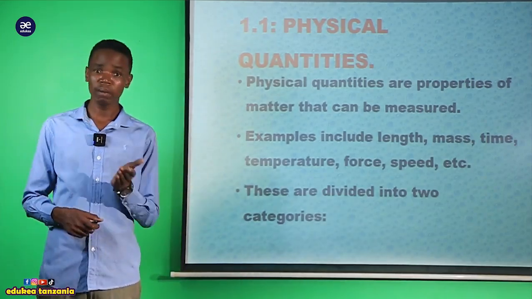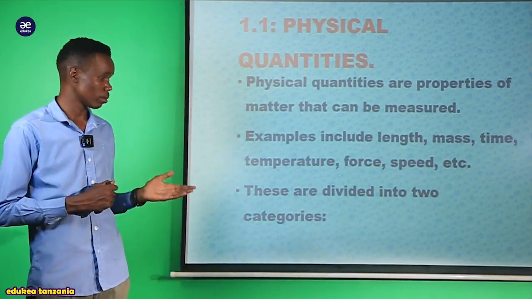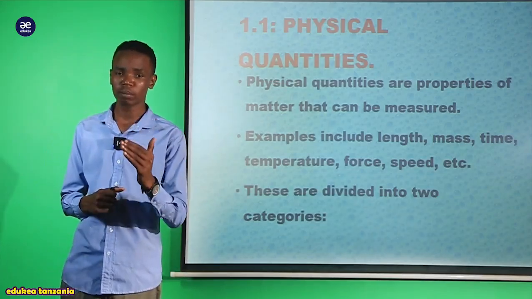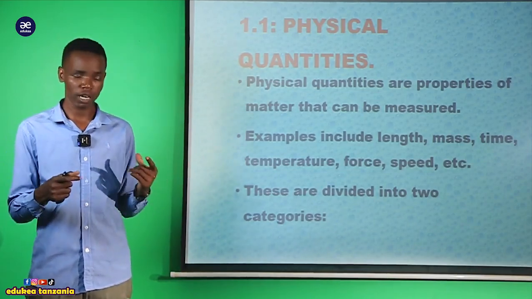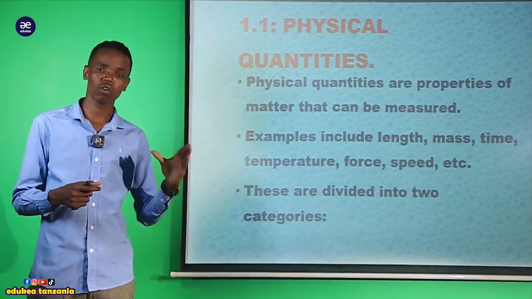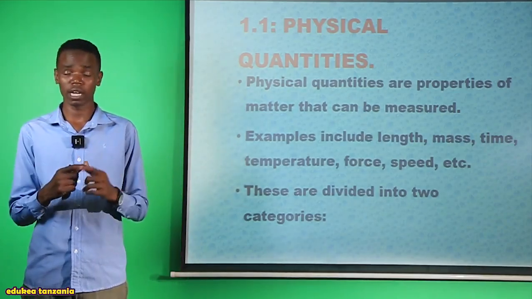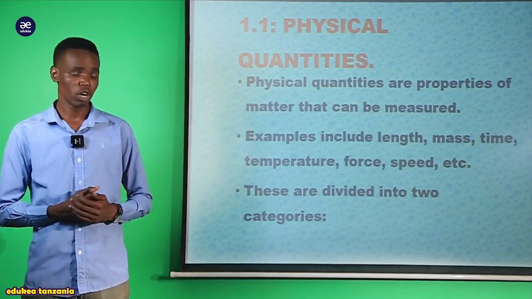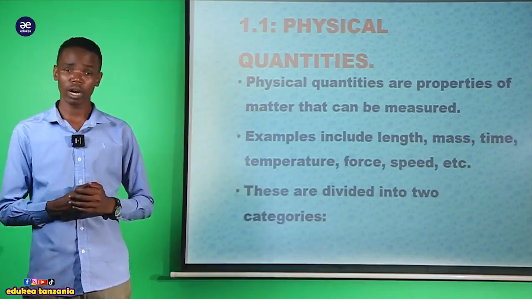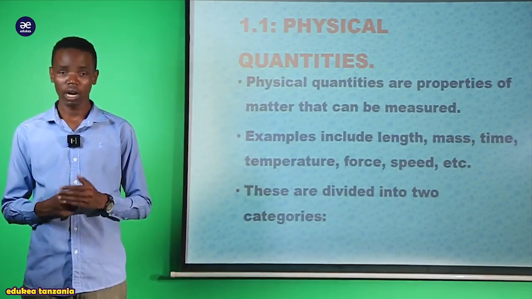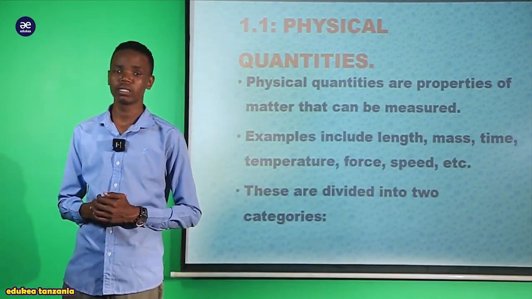Also the temperature. Temperature, my dear student, is an example of the measurements. Why do we say temperature is an example of measurements? Because it can vary. All of these examples of measurements can vary, which means they change. Temperature can increase and it can decrease. Also we have speed, and finally we have force. All of these are examples of the measurements, my dear student.